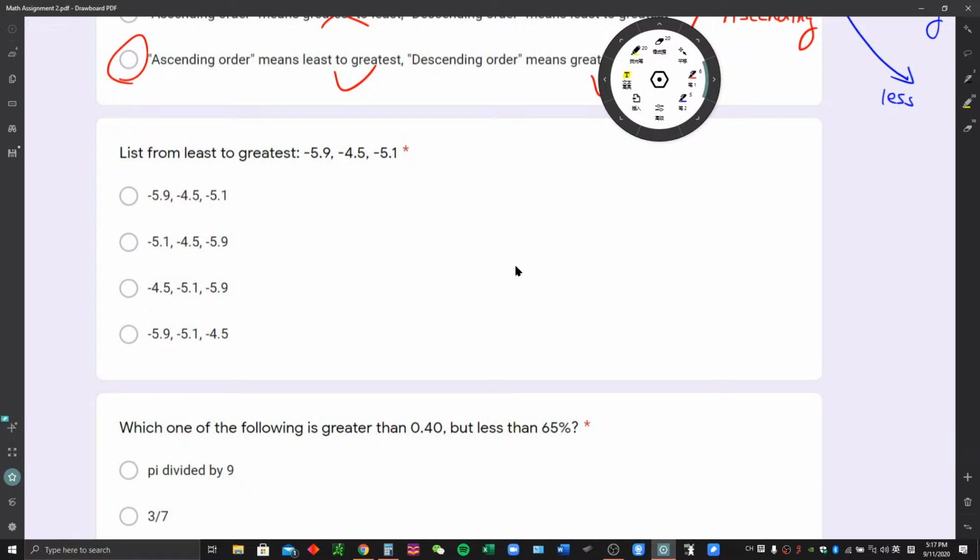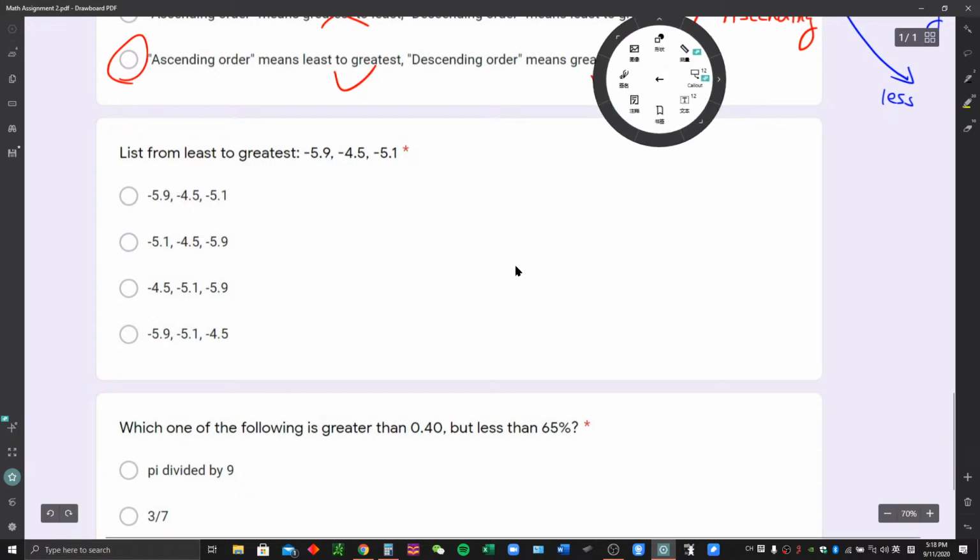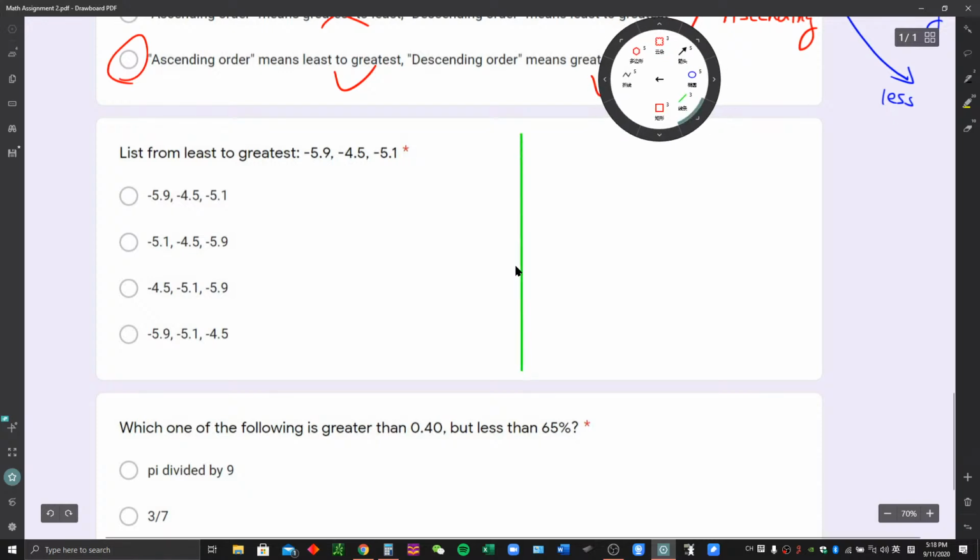List from least to greatest, negative 5.9. Okay, we have the three negative numbers. Remember, when we have negative numbers, we always draw a thermometer. And then let's mark our 0 degrees. This is our 0 degrees. As we say, negative means below 0. 5.9 below 0.